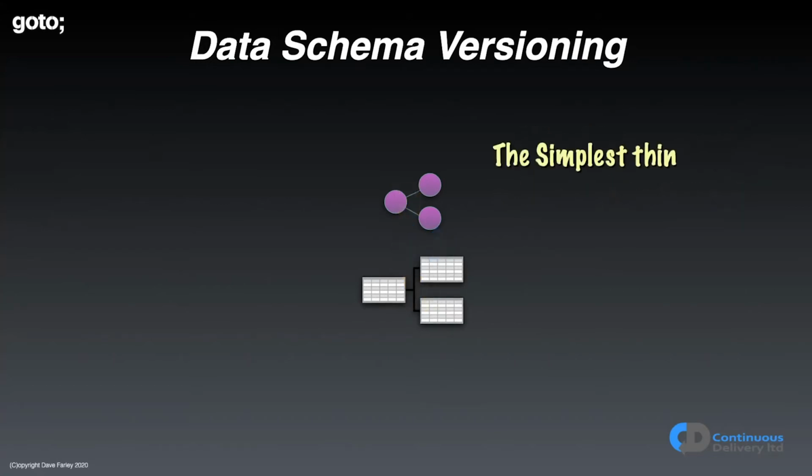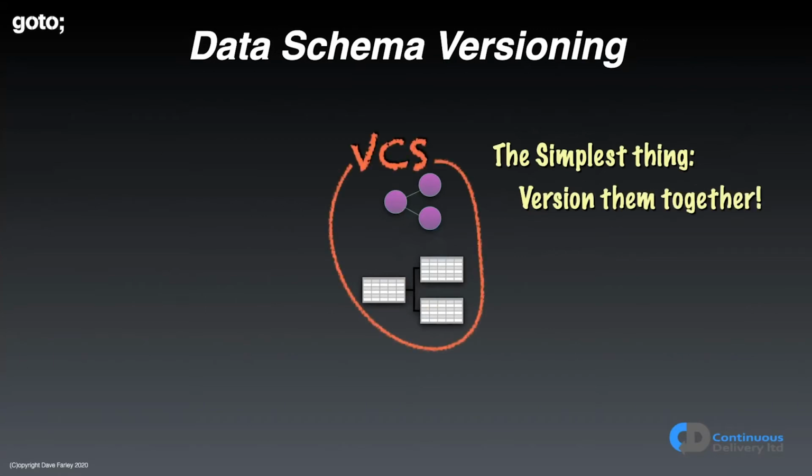So the simplest route to doing this is to version control these things together. Always change them in step. This tends to push you in the direction of ideas more like microservices, where the applications and the data that support them are versioned together and changed together.